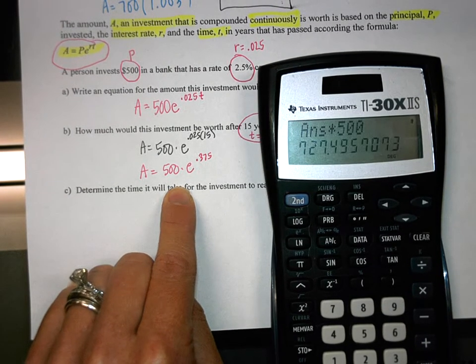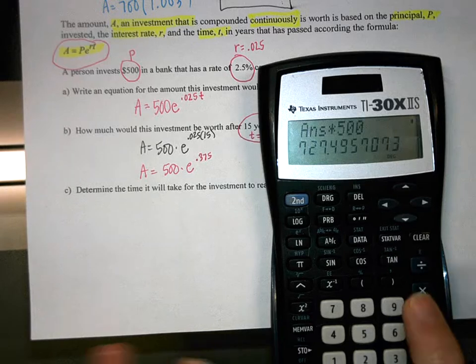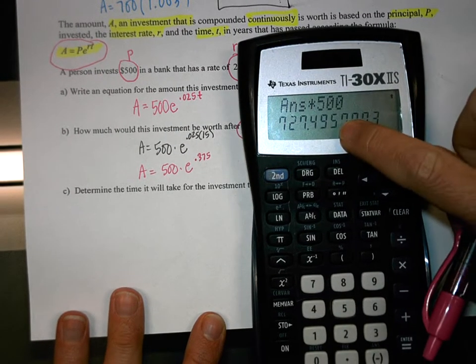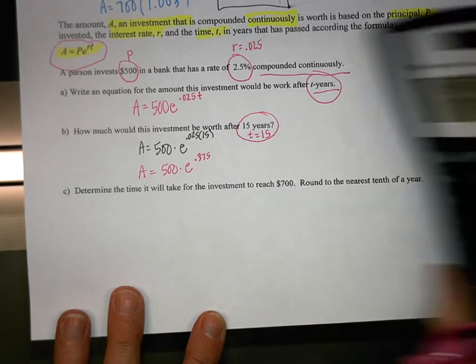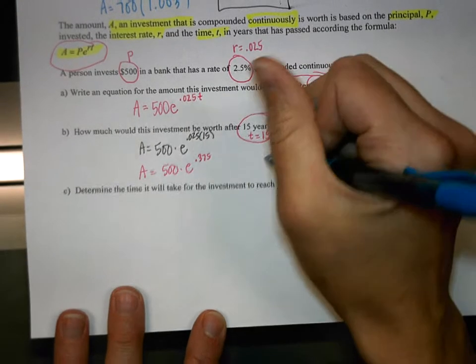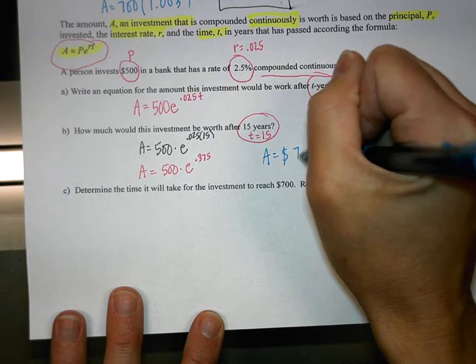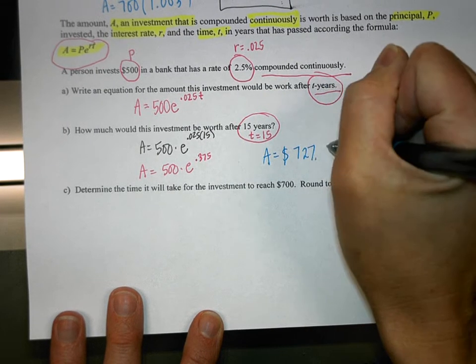And we get what? Very good. And when you're rounding this, it's going to end up being what? 50. Okay, so my amount ends up equaling $727.50.